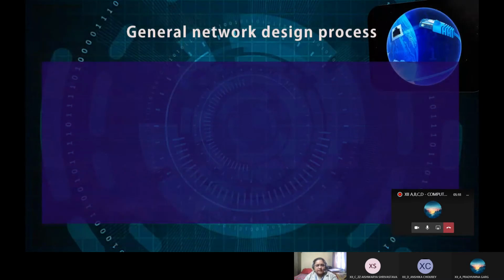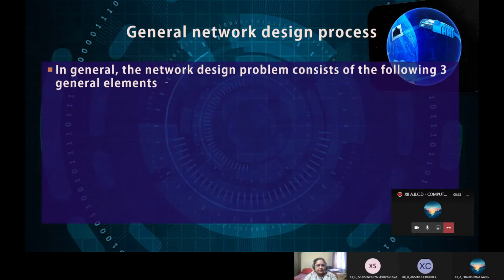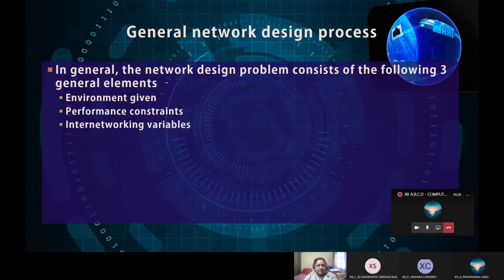So, general network design process. In general, the network design problem consists of the following three general elements. Number one, environment given. Number two, performance constraints. And number three, inter-networking variables. So firstly, we have to analyze the environment within which we have to design a particular network. We have to also keep in mind the limitations of performance given the cost and the hardware which we are going to use, and inter-networking variables, that is certain factors.